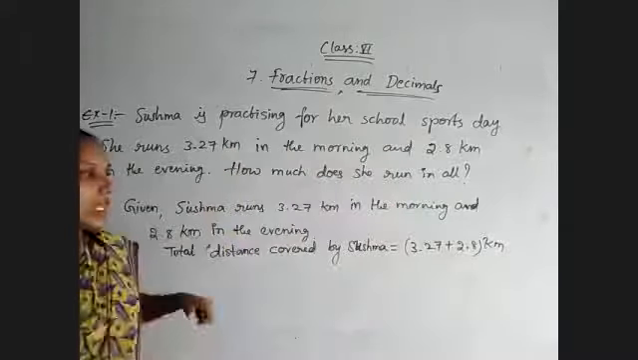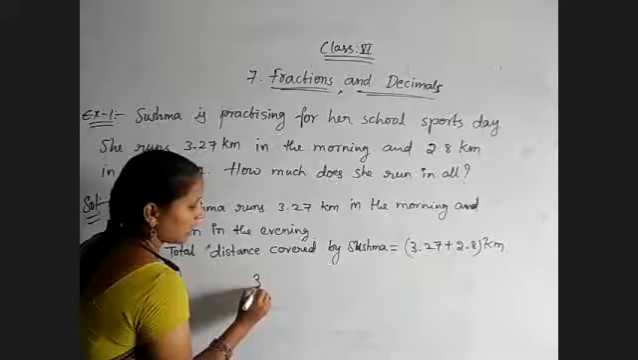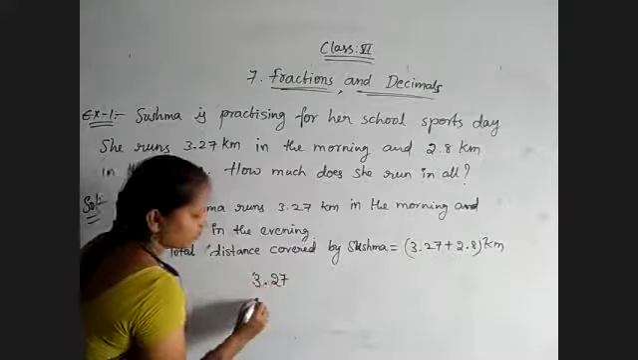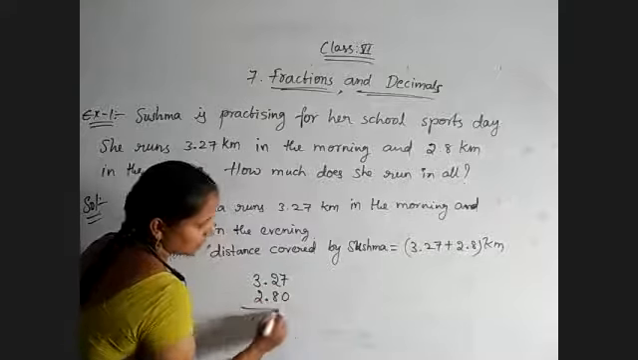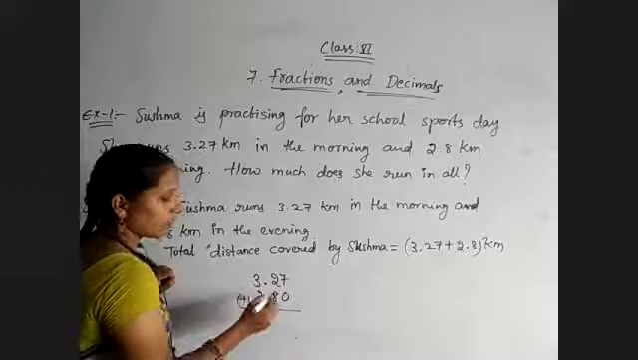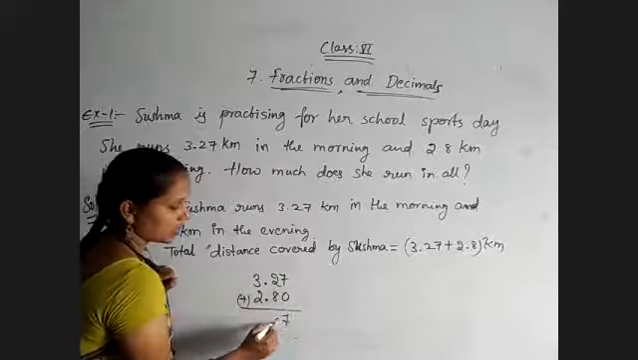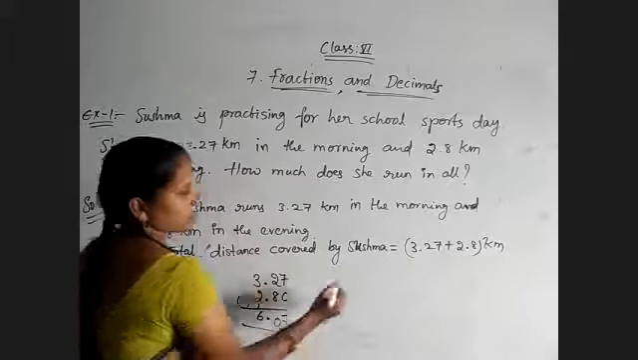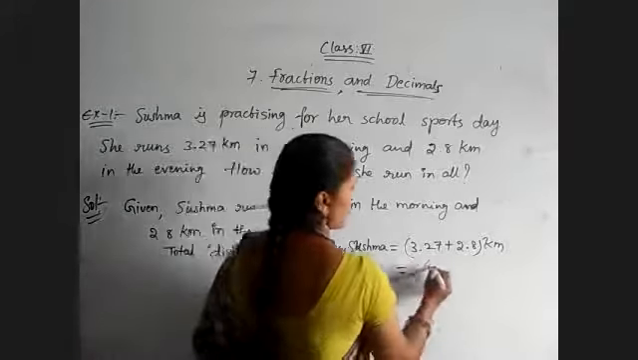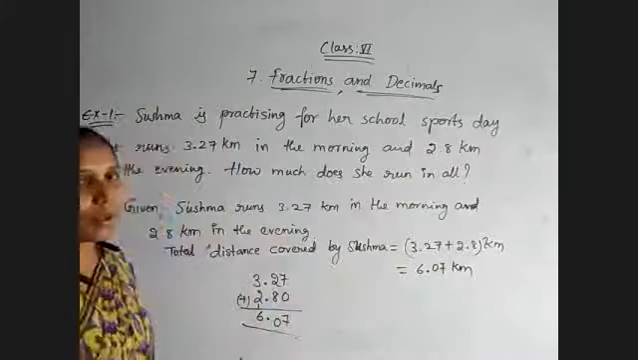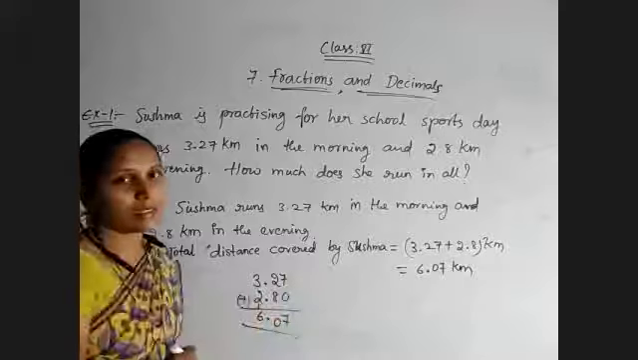Now first arrange them in column form. 3.27 and 2.8 are both unlike decimals, so convert them into like decimals by putting 0, that's all. And add them. What do we get? 7. 8 plus 2 is 10. 3 plus 3 is 6. 6.07. So directly write here 6.07 kilometers. And these calculations you can do as rough work also, no need to write here.